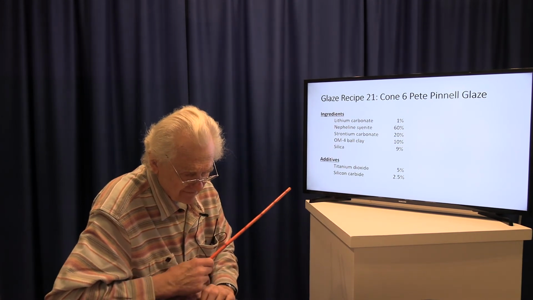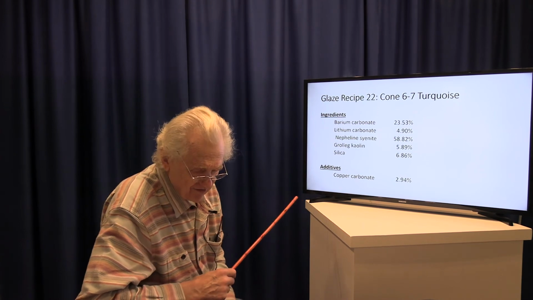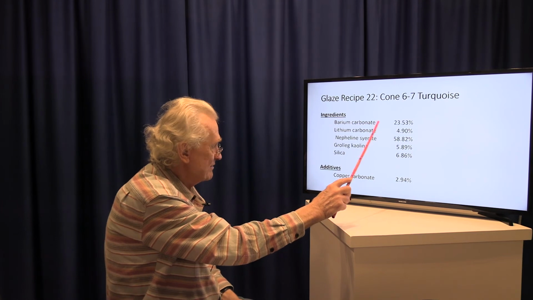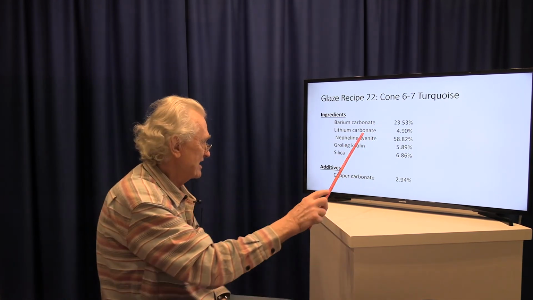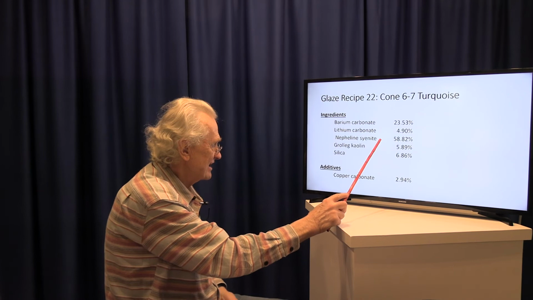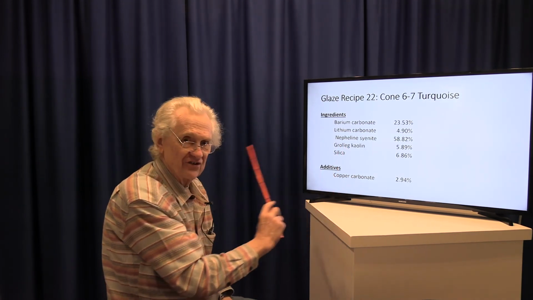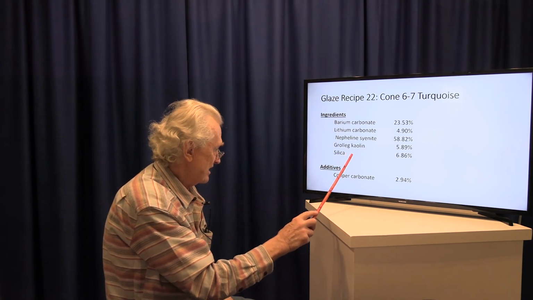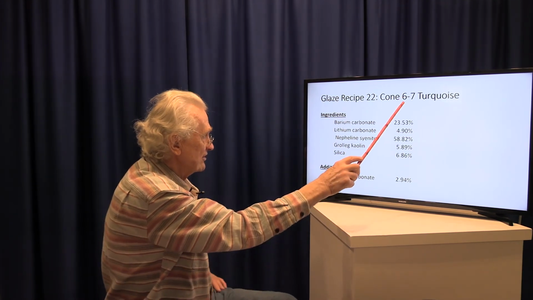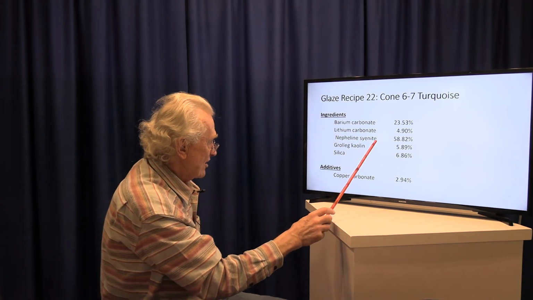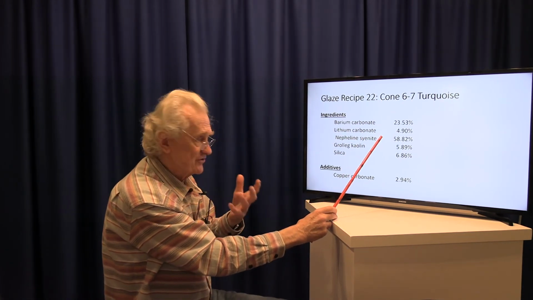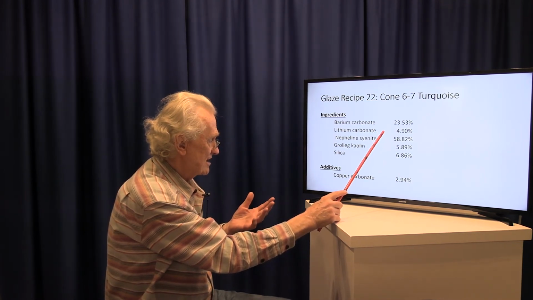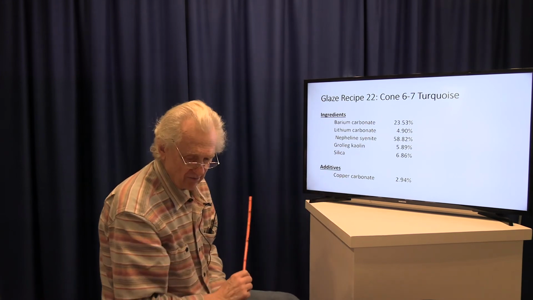Okay? And the last thing, let's look at some potentially unsafe ingredients. So we've got barium carbonate, 23. The minute I see that, I go, whoa, wait a minute, stop. But okay, let's keep going. Lithium carbonate, nepheline syenite, Grolleg kaolin. Grolleg is just an English kind of kaolin. It's a nice, fairly pure kaolin. And silica and copper carbonate. It says it's cone 6 to 7. Well, okay, it's got a lot of nepheline syenite in it, which can be kind of a mid-range thing, and it's got some lower temperature flux in it. So it's probably, but it's got a lot of barium carbonate in it.